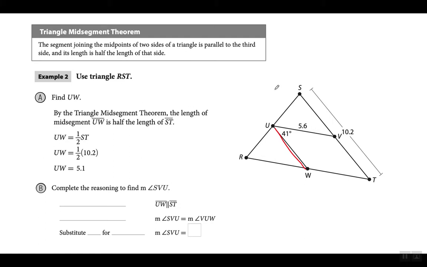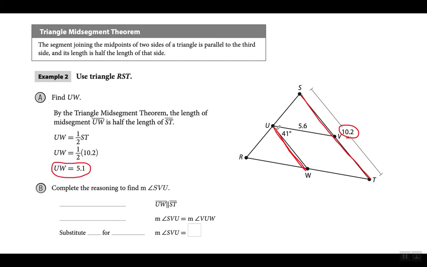By the triangle midsegment theorem, instead of reading all that, look. We have to find how long the midsegment is. So look at the line parallel to it, which is this one right here. Look how long it is. It says right here that it's 10.2. So the midsegment has to be half of 10.2, which is what they did right here. UW equals half of 10.2. If you divide 10.2 by 2, you're going to get the answer, which is 5.1.